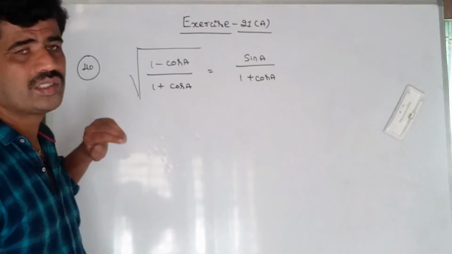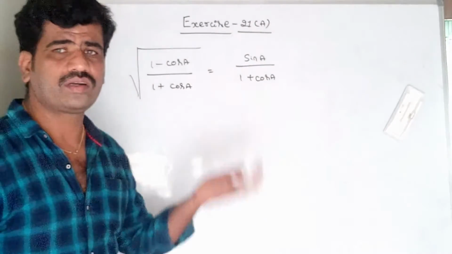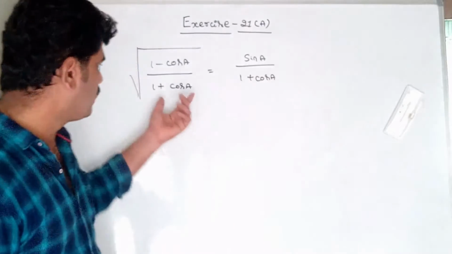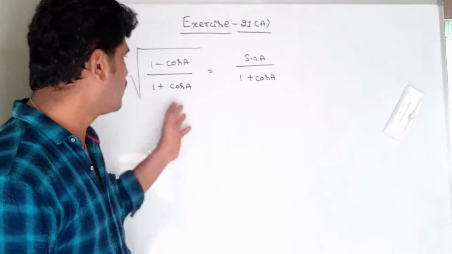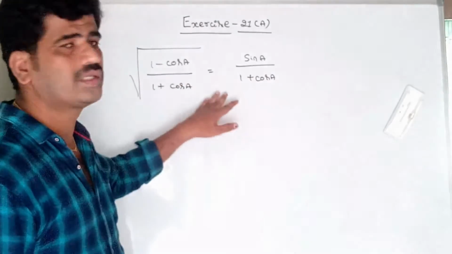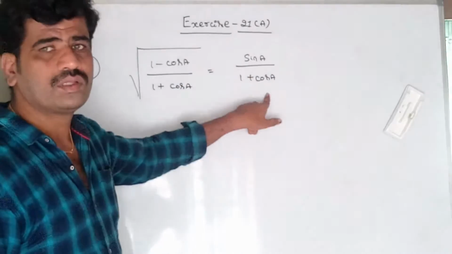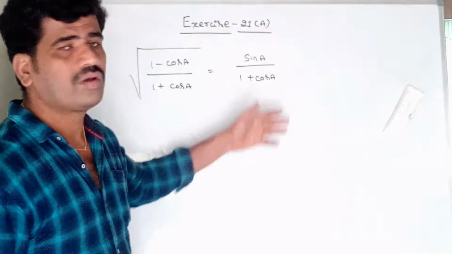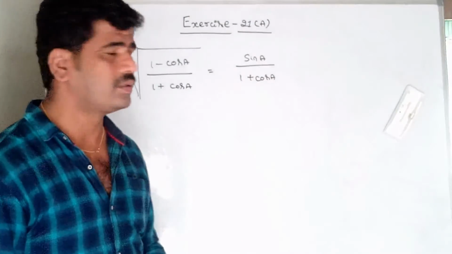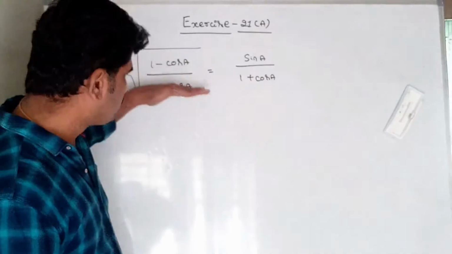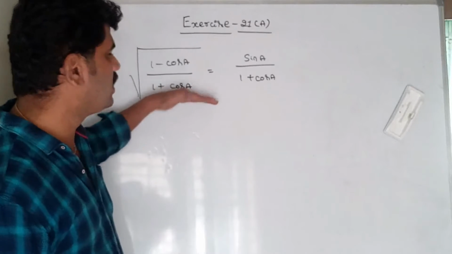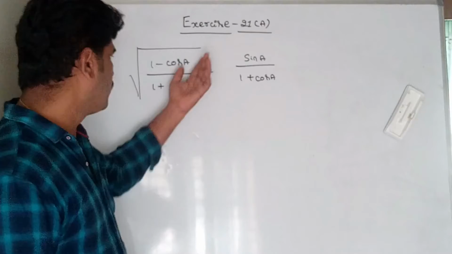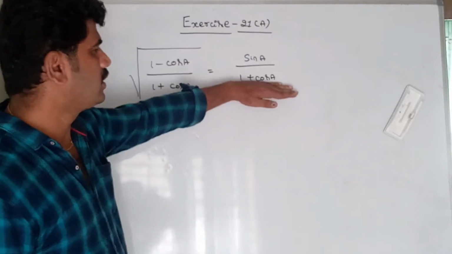It depends upon which conjugate you are going to take. If 1 plus cos A is there and you multiply by the opposite, 1 minus cos A, then 1 plus cos A times 1 minus cos A gives sin square A. Then square and root get cancelled, and you take the reciprocal relation. But if you take the same denominator as the conjugate, multiplying and dividing the numerator and denominator by the same term, you will get this answer.